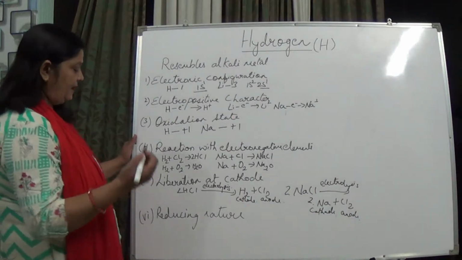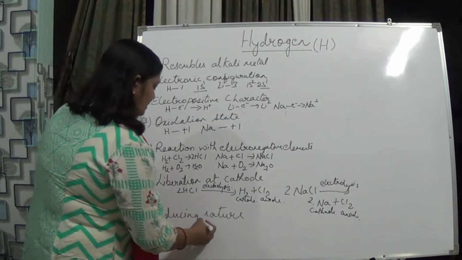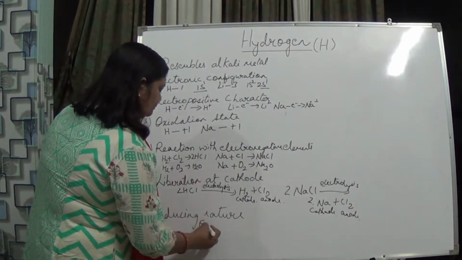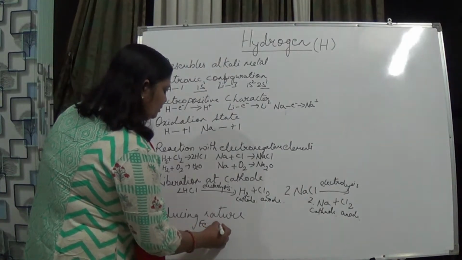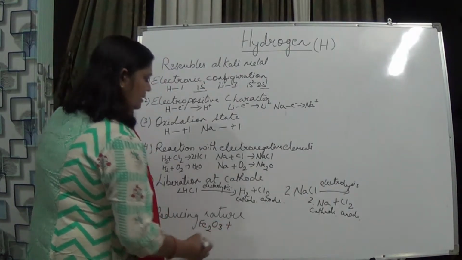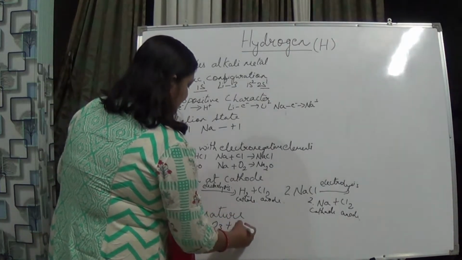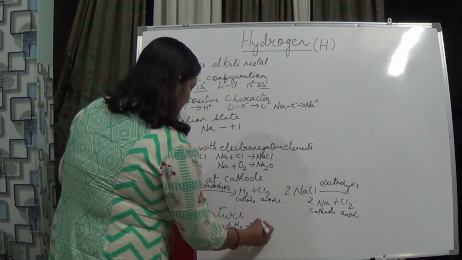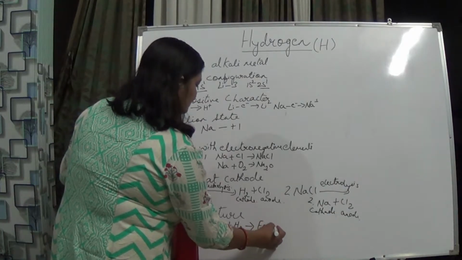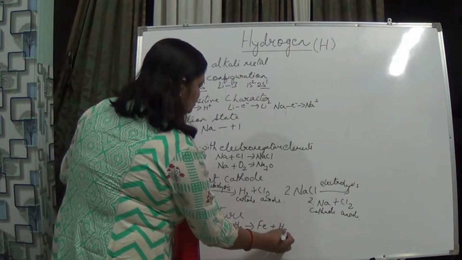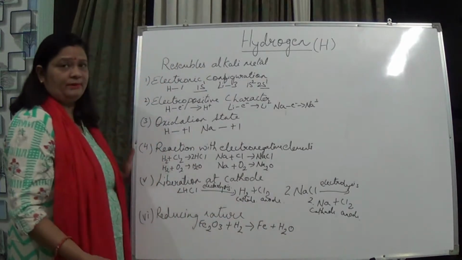Now this hydrogen has got reducing nature. Take an example like Fe2O3 plus H2. It gives Fe plus H2O. You can balance the equation.